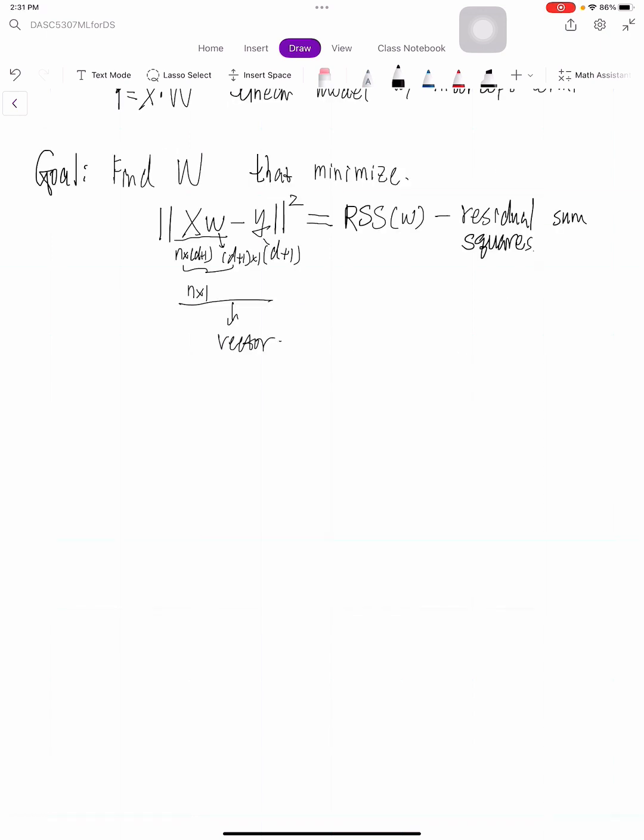Okay, let's continue. Actually, this sum of residual squares can be optimized by calculus. Actually, we can rewrite this. If you expand this square, this can be written as W transpose X transpose X W minus 2 times Y transpose X W plus Y transpose Y.